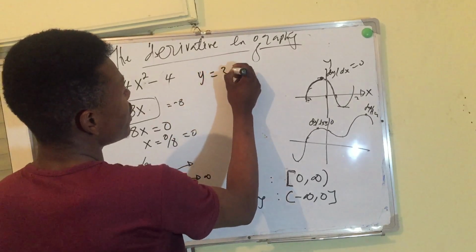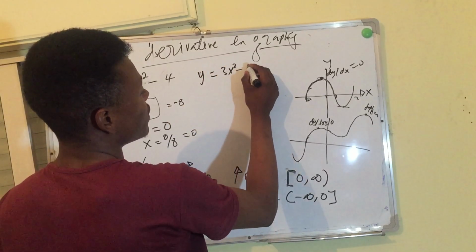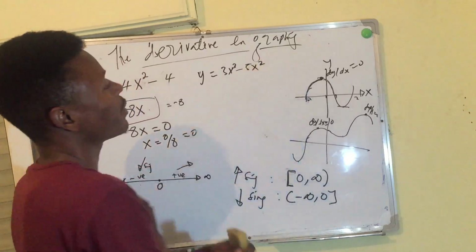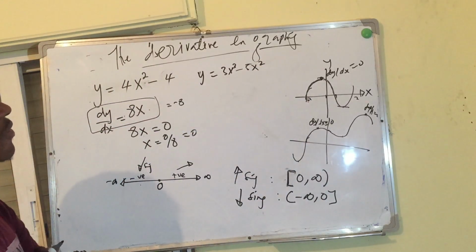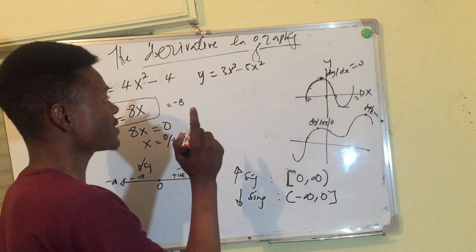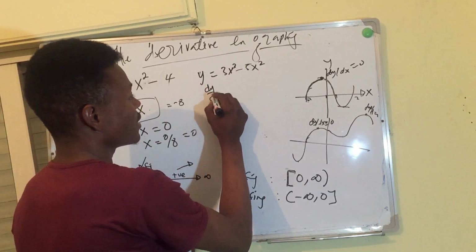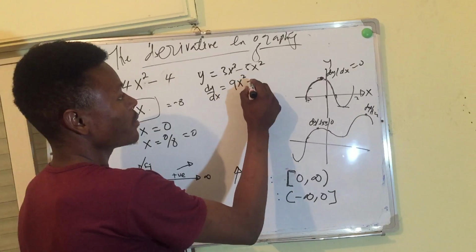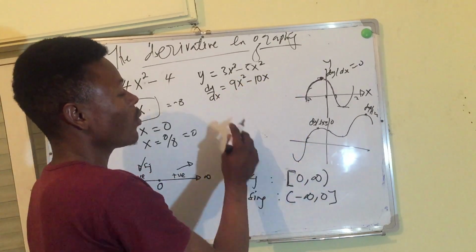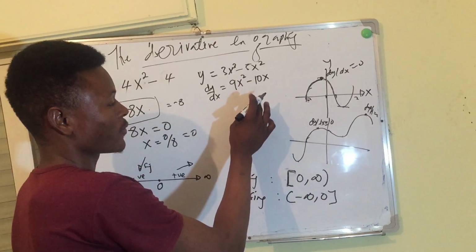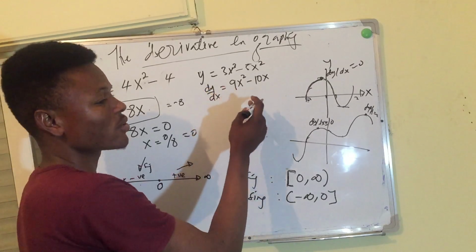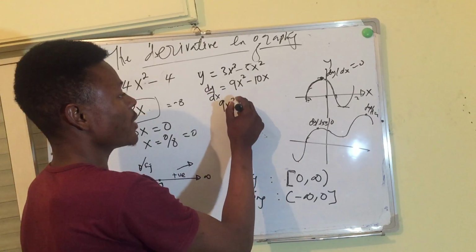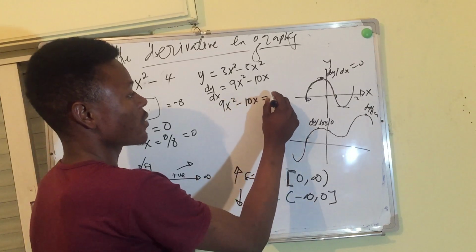When y equals 3x cubed minus 5x squared, for example, what is happening to this graph? Is it increasing or decreasing? Let us find dy dx first. dy dx is equal to what? 9x squared, right? Minus 10x. When is this equal to 0? It is equal to 0 when 9x squared minus 10x is 0.